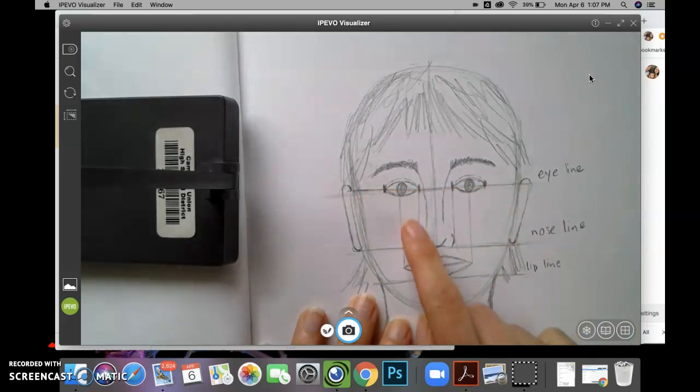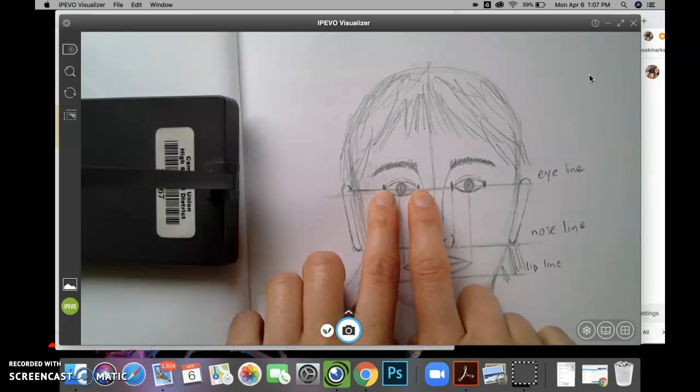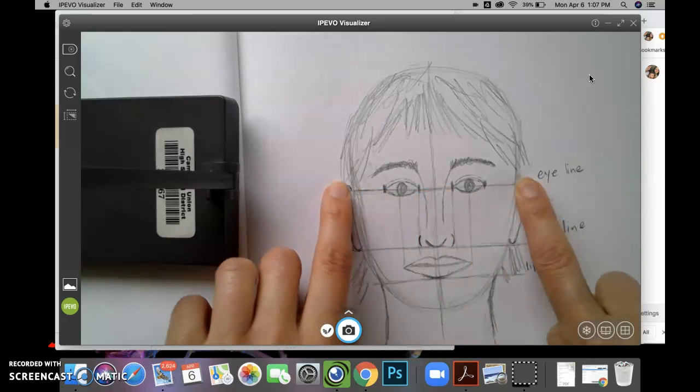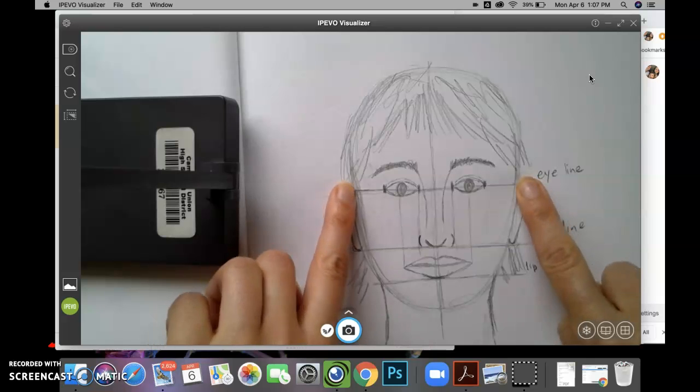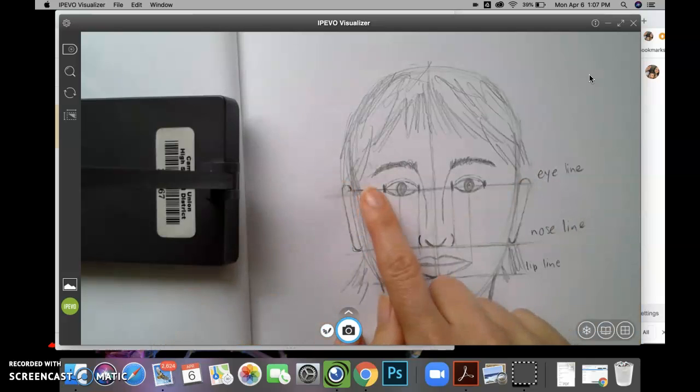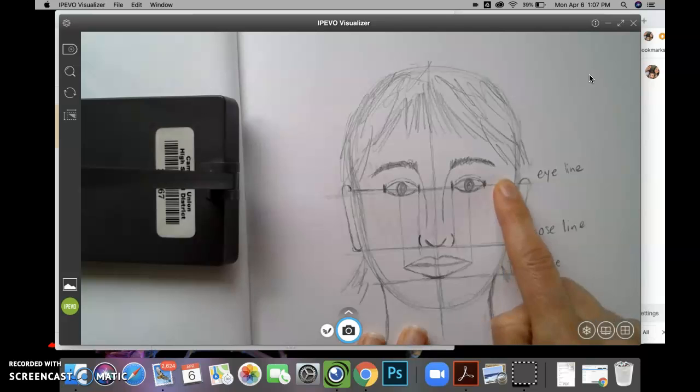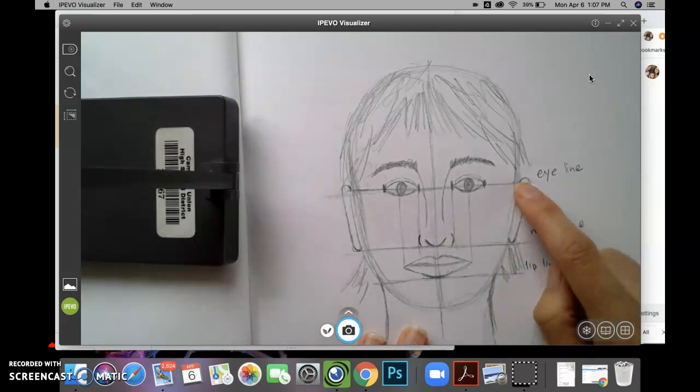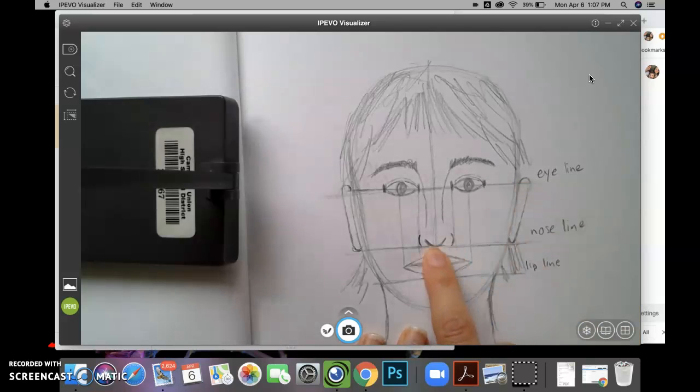Remember that we should be able to fit about 5 of our eyes across our face. So the width of one eye is about 1/5 of that whole distance from side to side of our face. So I could fit 1, 2, 3, 4, 5 eyes across my face. Halfway down between my eye line and my chin is my nose line. So the nose goes there. Halfway down between the nose line and the chin is the lip line, and the lip line sits on top of that little line right there.